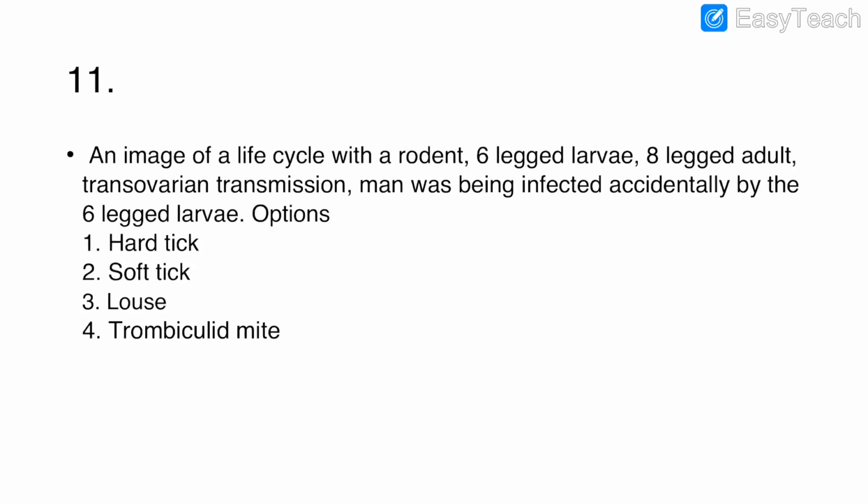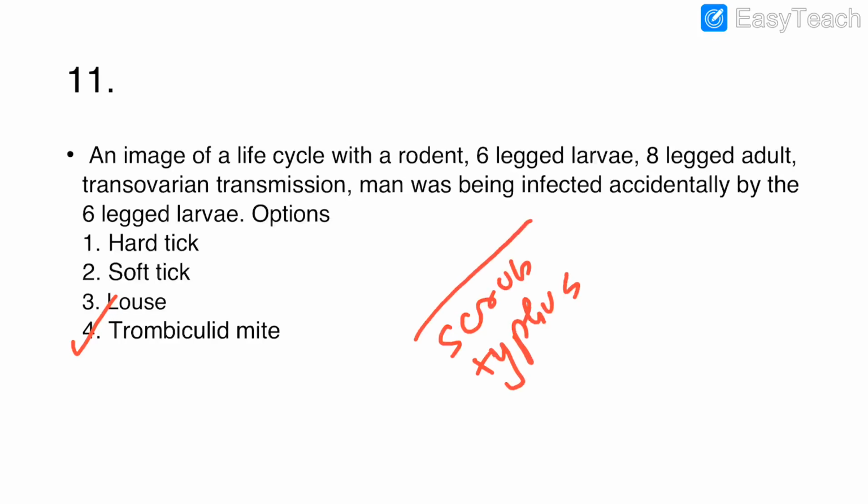Then there was an image given of a life cycle with a rodent, 6-leg larvae, 8-leg adult, transovarian transmission, and it was asked which particular one transmits it. The answer is trombiculid mite. They are talking about which particular disease? They are talking about scrub typhus. And you know scrub typhus comes under which particular family? That is rickettsia, but it is different from rickettsia because it comes under Orientia. And scrub typhus is caused by what? Orientia tsutsugamushi. That also you know.